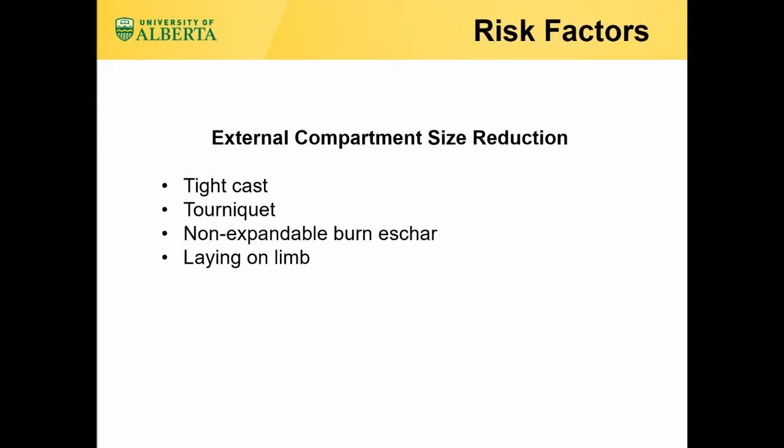External compartment size reduction can be caused by a tight cast, extended duration of a tourniquet, a crush injury to a closed compartment, existence of non-expandable burn eschar, or from lying on a limb for a prolonged period of time, such as when a person is unconscious.